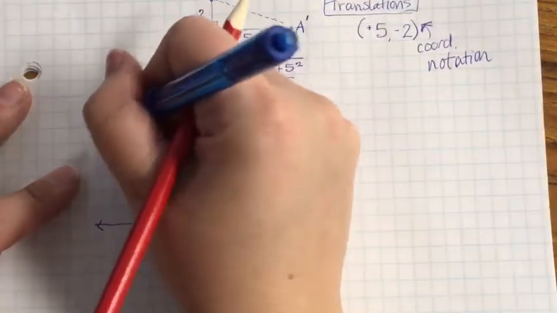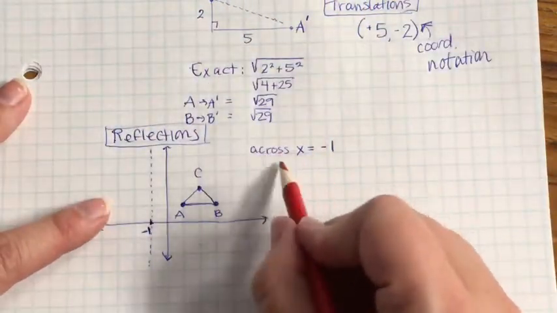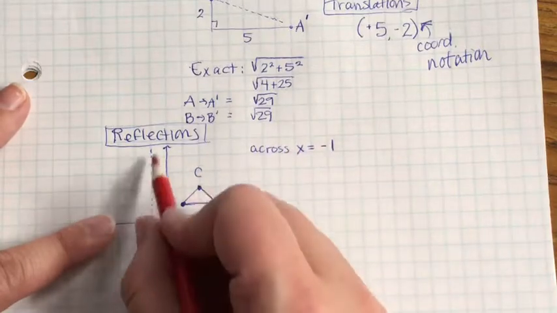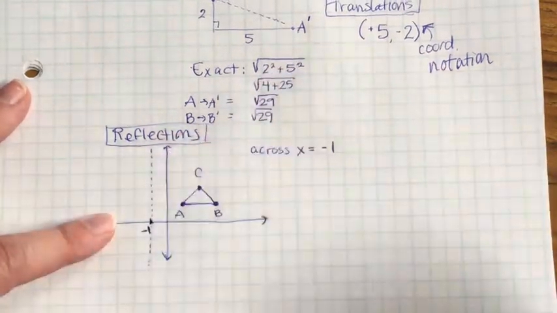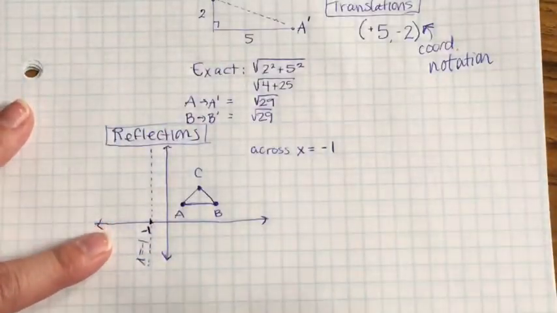Okay, so this is for the reflection stuff. And again, it'll say reflect it across a line. So if it's across a line x, this is the line right here. This line is x equals -1. So that's the line x equals -1.